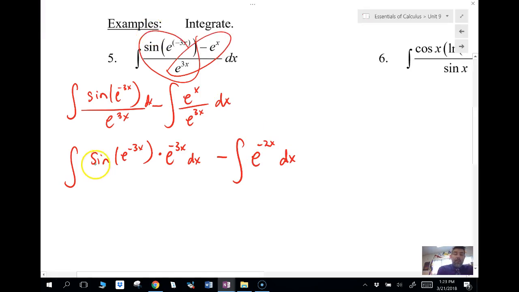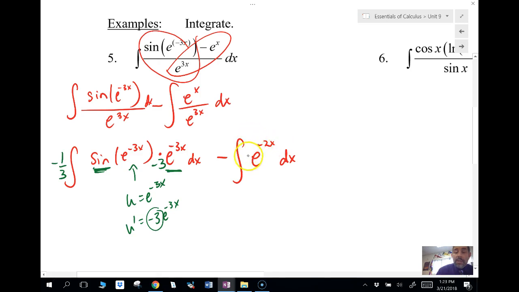So whenever we see a sine and we have a bunch of stuff inside the sine, like there's just weird stuff, usually that weird stuff is going to be our u. And this seems to work out because u prime is going to be negative 3 e to the negative 3x, right, using the chain rule. So we have part of that here. We just need the negative 3, so I'm going to put the negative 3 in here and put a negative 1/3 out here.